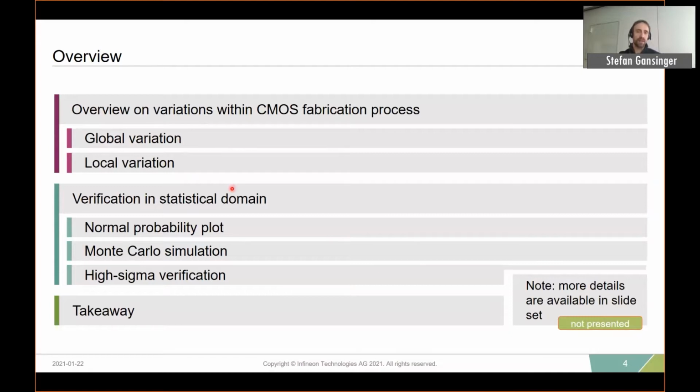And the second part is dealing with verification. Of course, we want to make our circuits robust against these variations, but we also want to verify that the robustness already in pre-silicon. So we want to make sure before we go to production that our circuit will have a high yield. Since all of these variations are statistically or a random process, we have to do statistical verification with this respect.